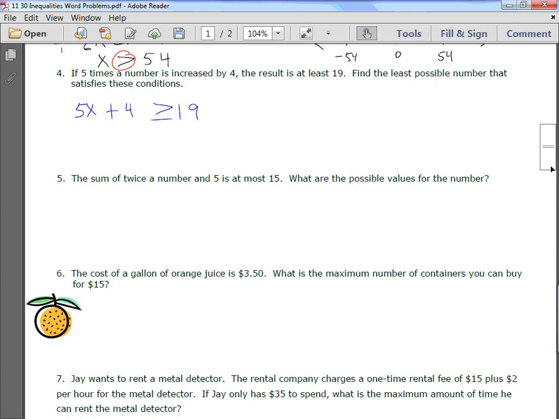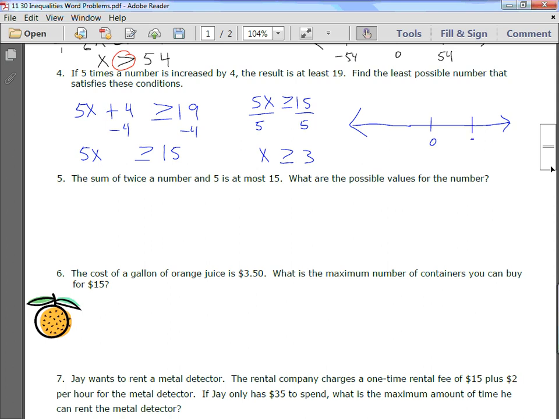First thing I'll do is get rid of the 4, and that gives me 5x is greater than or equal to 15. I divide both sides by 5 because I need to do the opposite of what the 5 is doing. So that gives me x is greater than or equal to 3. So when I go over here to graph, I get 0, 3, negative 3, and x is greater than or equal to 3.